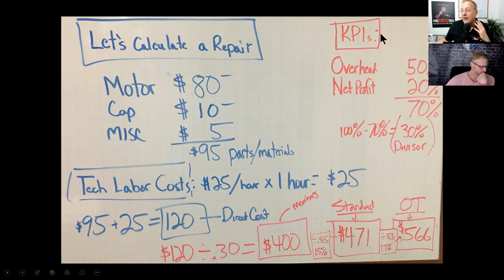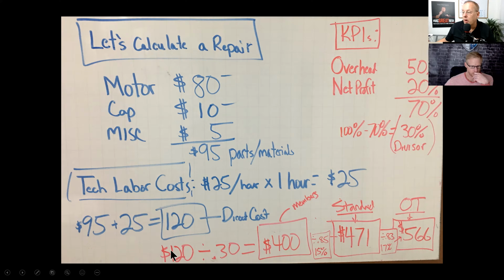Now our KPI: we decided that we have a 50% overhead for the service department. That's a little on the high side. You can go 50, 55%, but 30 would be nice. But 50% is pretty consistent, especially if you're a less mature business model. We're shooting for a nice net profit of 20%. Well, 50 and 20 is 70, so we have to mark this up 70%. And how do we mark it up 70? Well, we divide by 30. Remember, 100 minus 70, that 30 is your divisor.